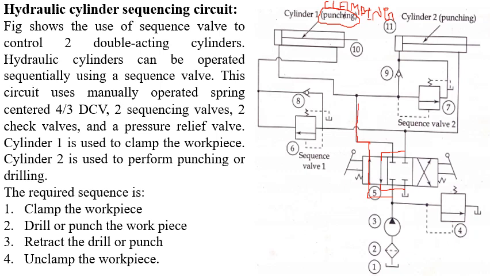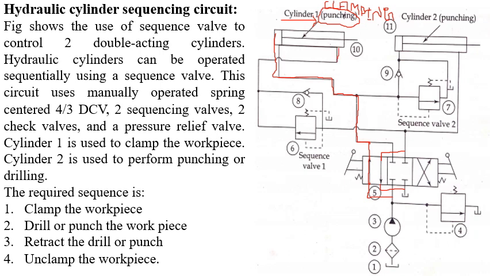The flow goes like this. Cylinder 1 extends and clamps the workpiece. At the same time, the oil from the rod end of cylinder 1 goes to the tank.